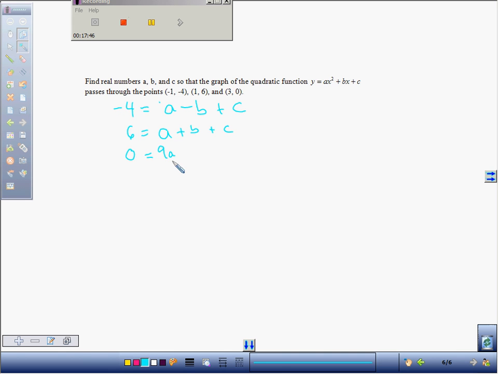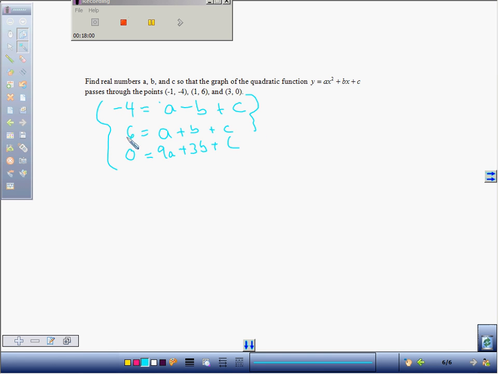9a. Everyone see where that came from? 3 squared. Okay. Plus 3b plus c. And now this is a relatively easy system to solve by hand, so I'm just going to do that. I'm going to subtract these two equations, this one minus this one.